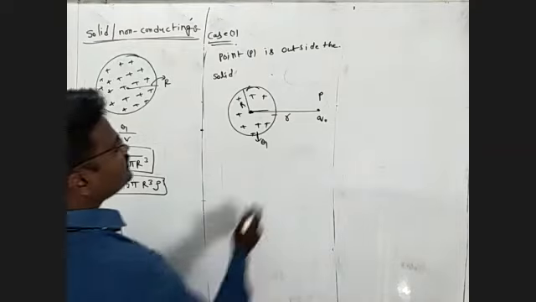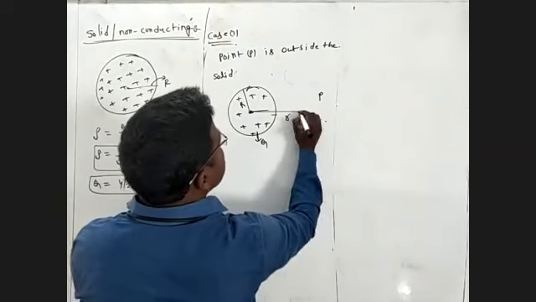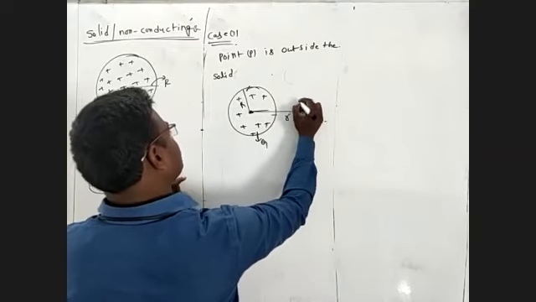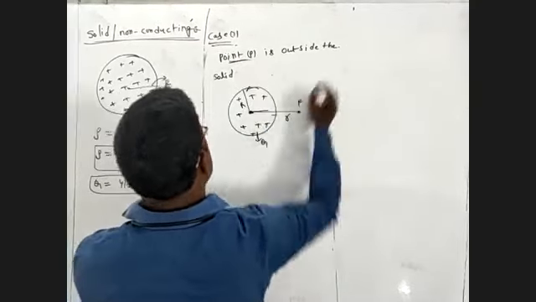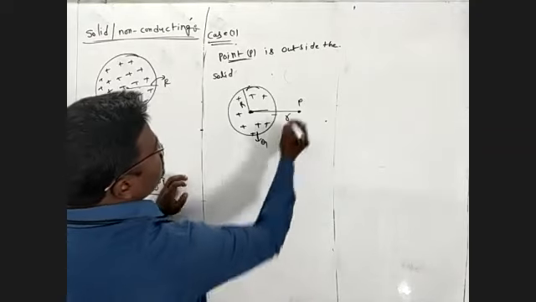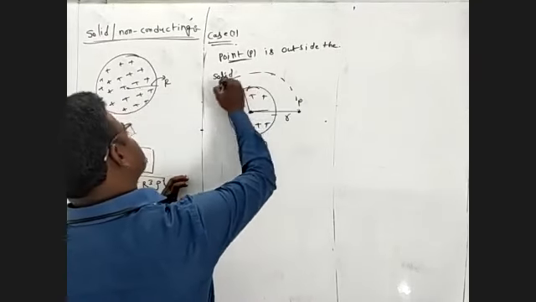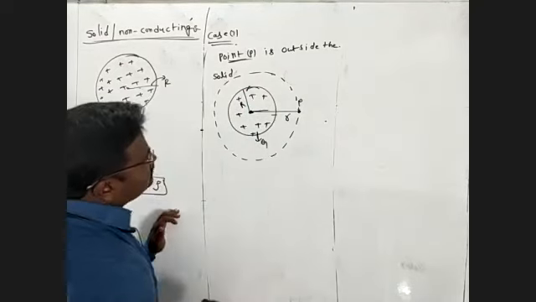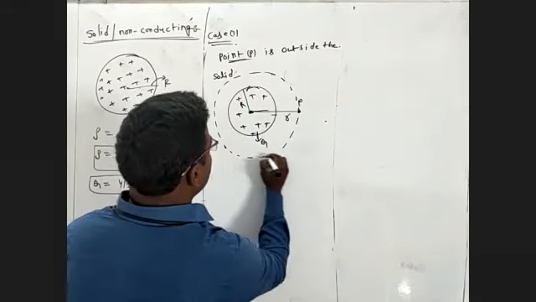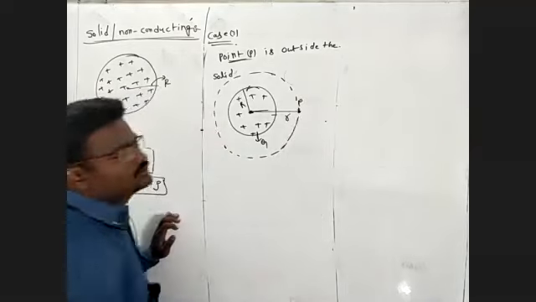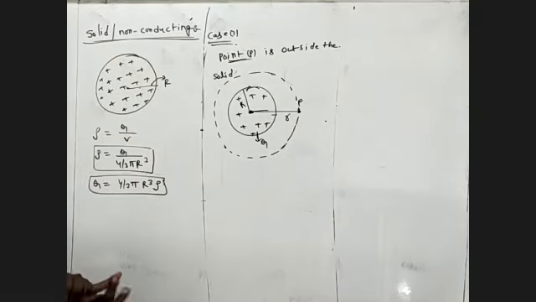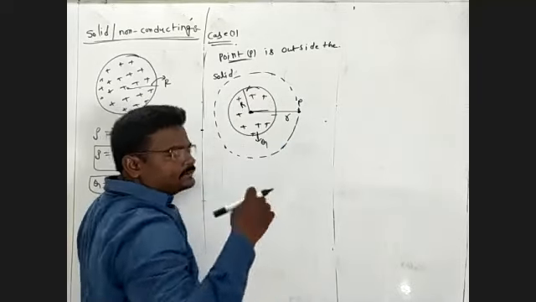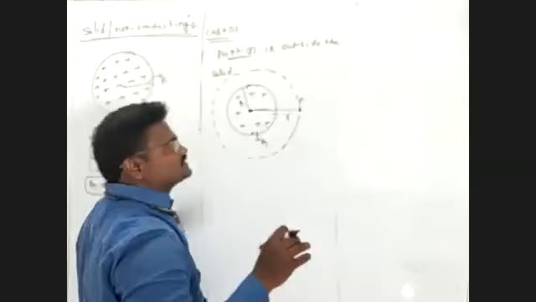So first of all, we have point P outside of the solid body, so we construct the Gaussian surface. This is the Gaussian surface. This is a positive charge. Next, we calculate the electric flux through the Gaussian surface.